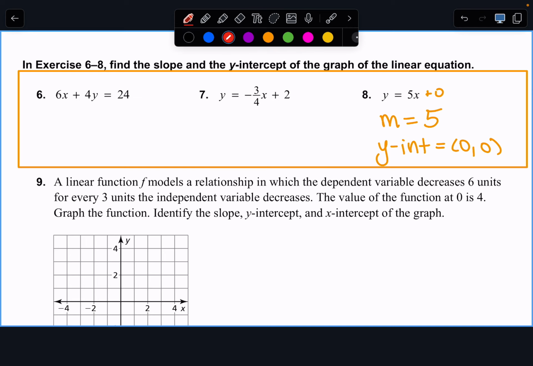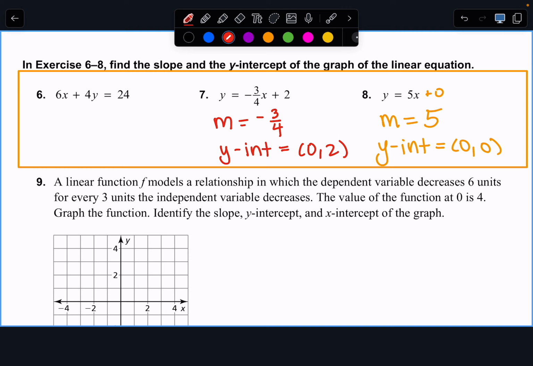In number 7. Zoe, what's our slope? It is -3/4. And since B is 2, our y-intercept is the coordinate 0, 2. Okay? B equals 2, but our y-intercept is 0, 2. Do you see what I'm doing there? Okay. Now, Joey, take a deep breath.